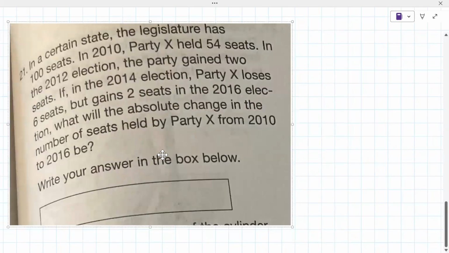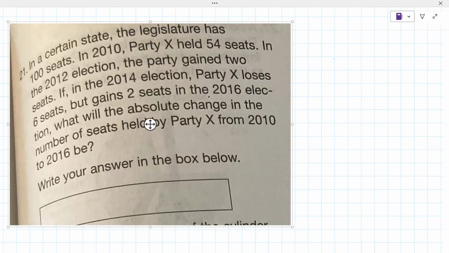So in a certain state, the legislature has 100 seats. In 2010, Party X held 54 seats, which means we presume that the other party had 46 because it has to add up to 100. In the 2012 election, the party gained 2 seats. So that means X was at 54, but they went up. But in 2014, Party X loses 6 seats, but then they gain 2 seats in the 2016 election. What will be the absolute change in the number of seats held by Party X from 2010 to 2016?